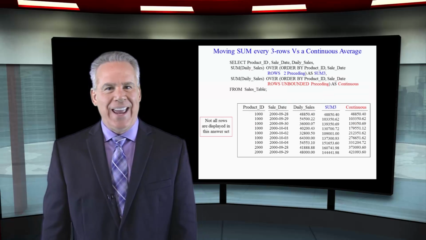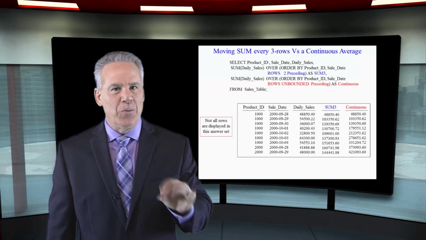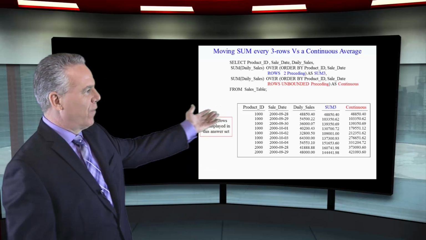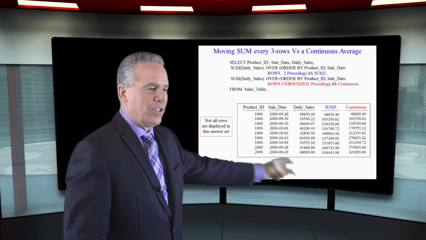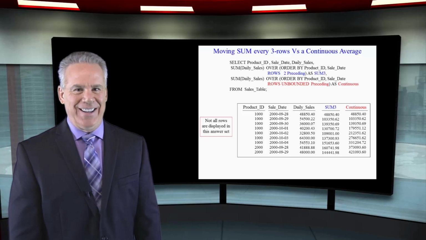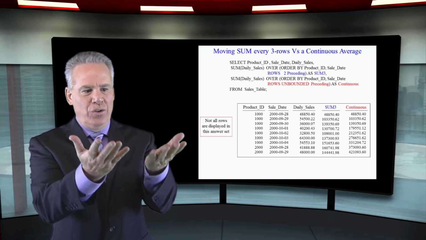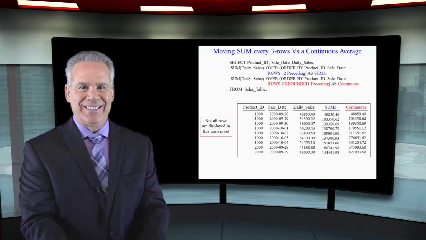I've got 2 ANSI ordered analytics in this query for you. There's only one difference between the two. The first one says rows 2 preceding, and the next says rows unbounded preceding. What's going to be the difference between those 2 columns' answer sets?